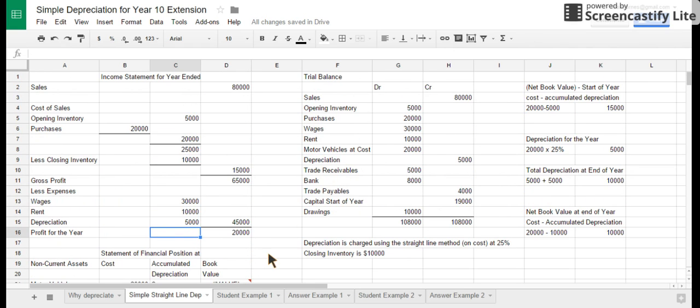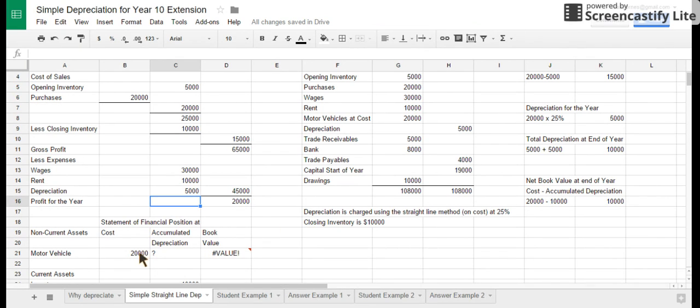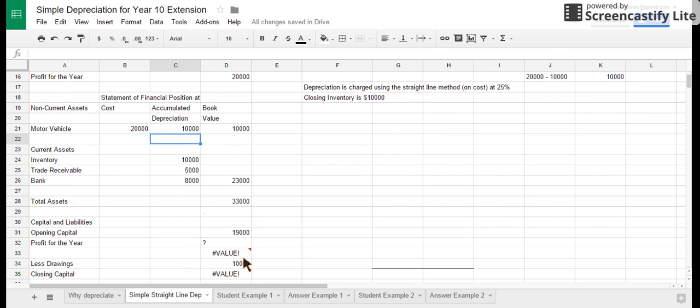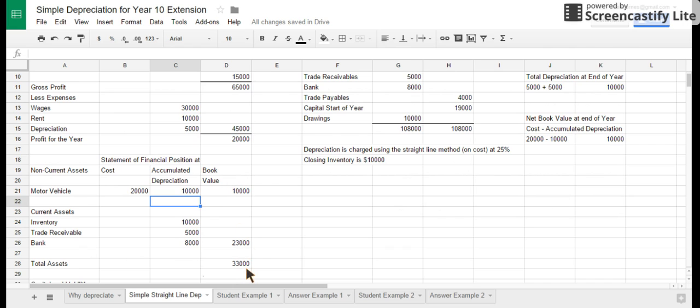Next thing we need to do is see what we're going to do in the balance sheet. We've already established that this cost of 20,000 that the motor vehicle cost us is no longer true, because the motor vehicle is now 2 years old. So I put a figure in here for my accumulated depreciation, and remember, that's what I've calculated for this year plus the depreciation that was already accounted for. The two together is 10,000, and hopefully now you're going to see the net book value change to 10,000.